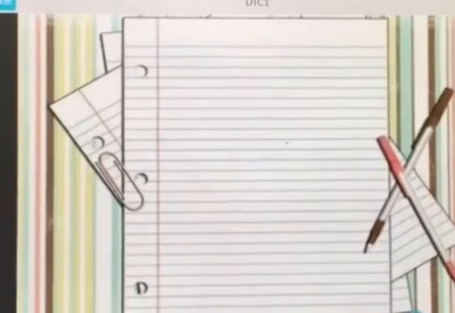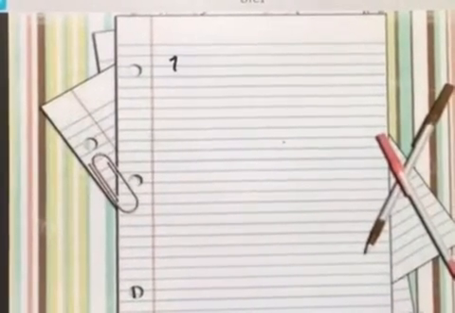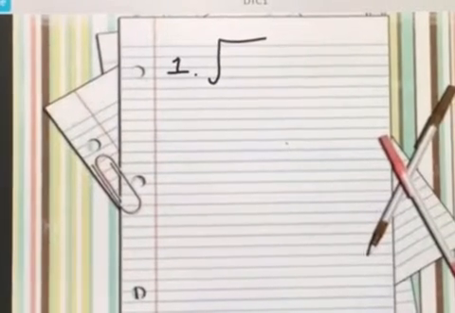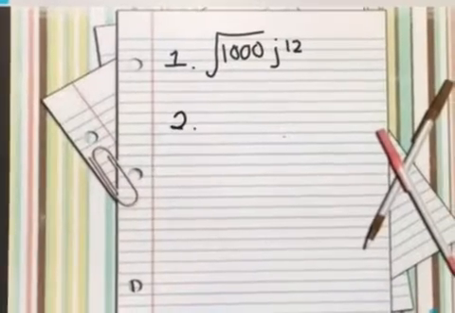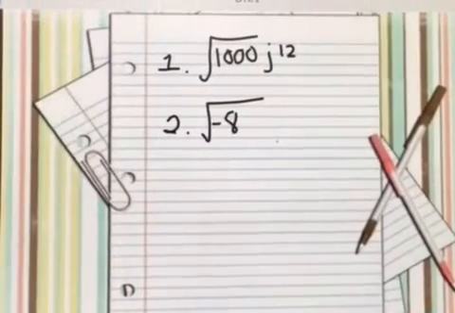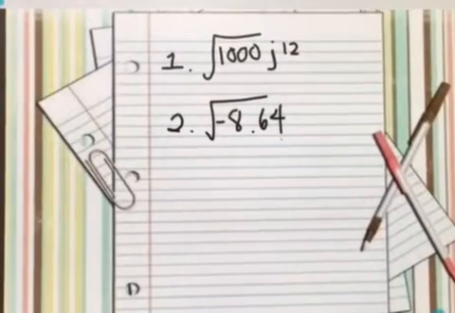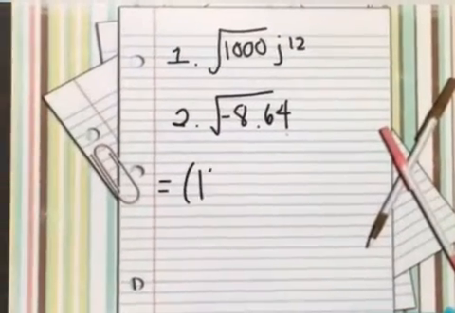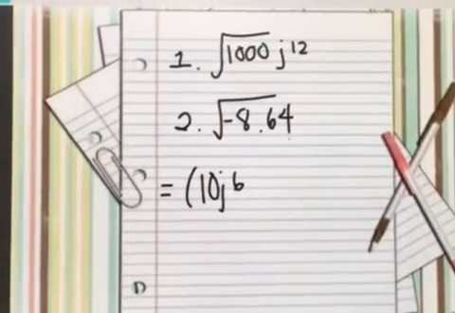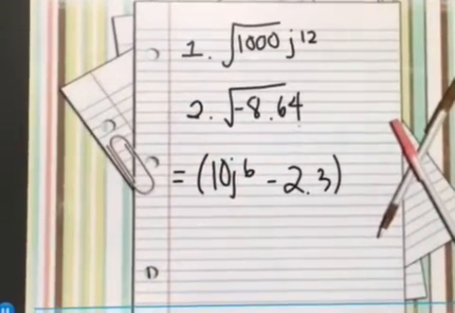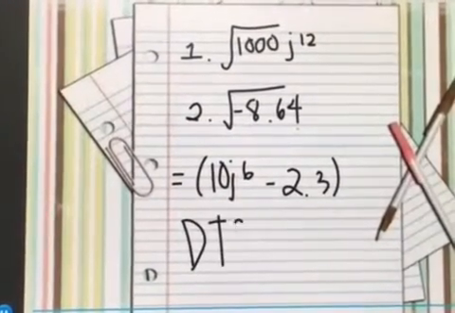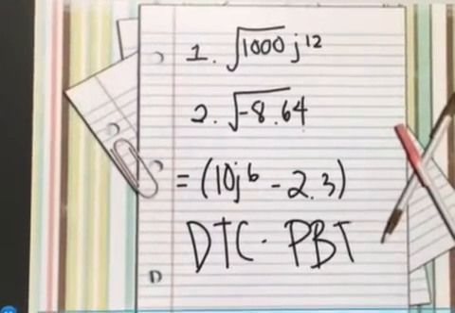Now that you are certain that all of the conditions were met in order to factor using DTC, what are the steps that you must do in order to factor using DTC? First step is that you have to solve for the cube root of the first term, or solve for the cube root of 1000j raised to the 12th power. Second step, solve for the cube root of the second term, or solve for the cube root of negative 8.64. After you are done calculating, you are left with the answer of quantity 10j raised to the 6th power minus 2.3. Again, this is not yet your final answer because the counterpart of DTC is product of a binomial and trinomial factor.